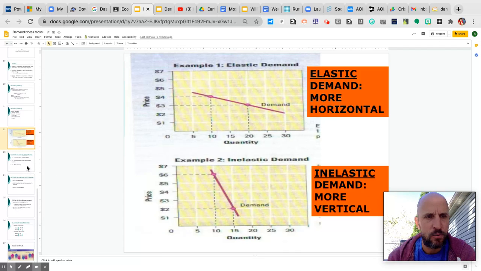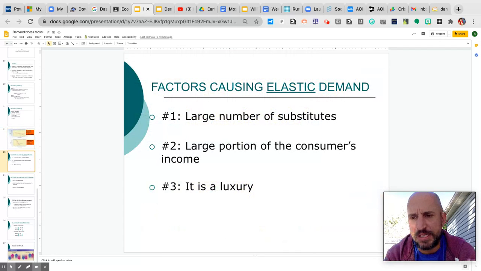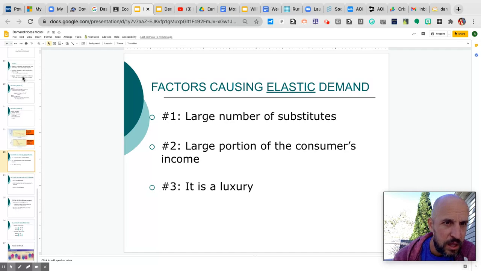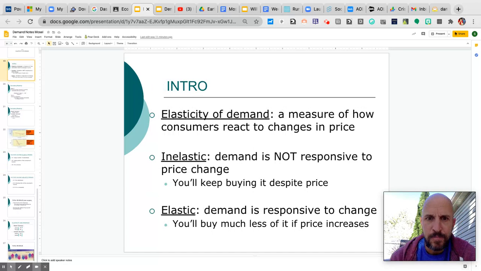So, what are some things that cause elastic demand? Number 1, there's a large number of substitutes. Number 2, a large portion of the consumer's income goes towards it. And number 3, it is a luxury. Those factors would cause an elastic demand. Because remember, if I go back here, elastic means demand is responsive to change. You'll buy much less of it if the price changes, all right?